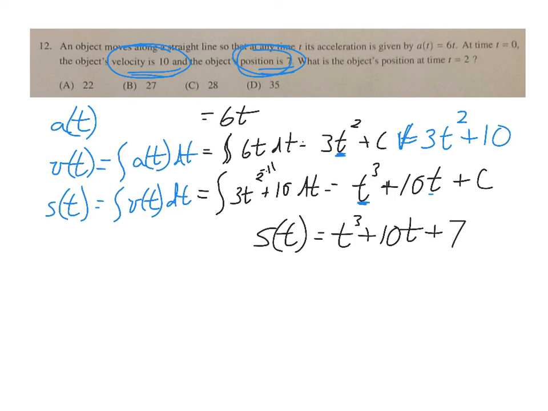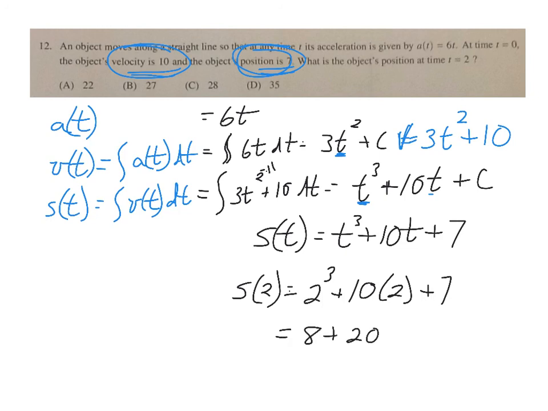And we want the position at time equal to 2. So we want s at 2. So that becomes 2 cubed plus 10 times 2 plus 7, or 8 plus 20 plus 7, which is 35. And that is D.